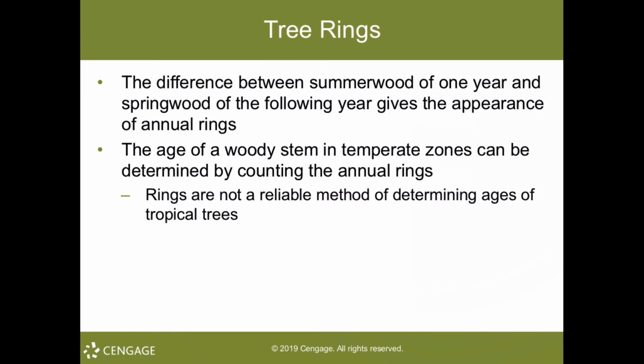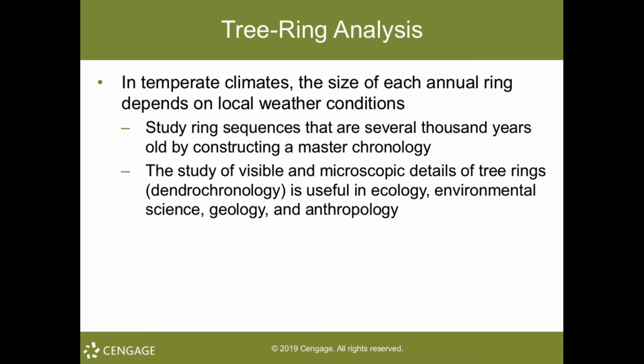So the age of a woody stem in temperate zones, I repeat, in temperate zones, can be determined by annual rings. And the rings cannot be used if, of course, the tree is a tropical tree. I'll get now to the tree ring analysis very briefly. The size of each of those rings depends on those local weather conditions. It depends, of course, on how much precipitation there was.